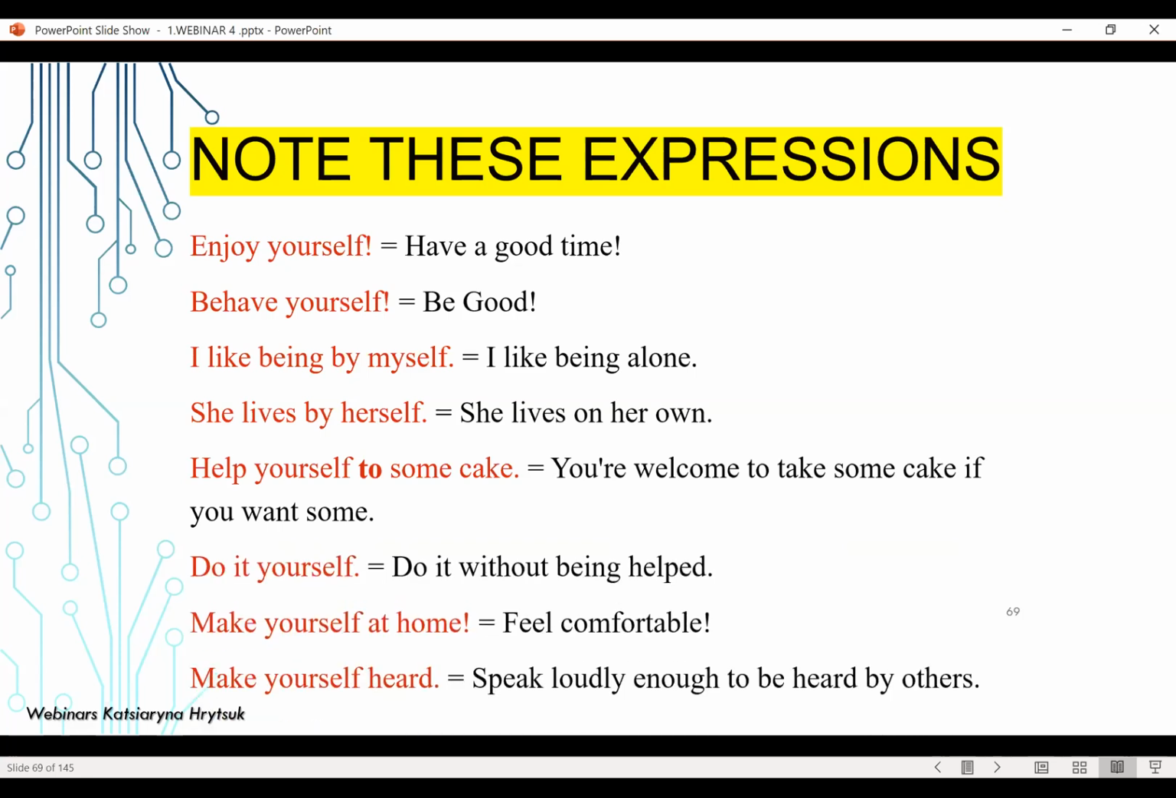Next one, do it yourself. It's do it without being helped. Do it alone. Do it on your own. Make yourself at home. Чувствуйте себя как дома. So make yourself at home. It's not do yourself something at home, okay? So feel comfortable staying at this place. When guests come to your home, you should say, make yourself at home and help yourself.